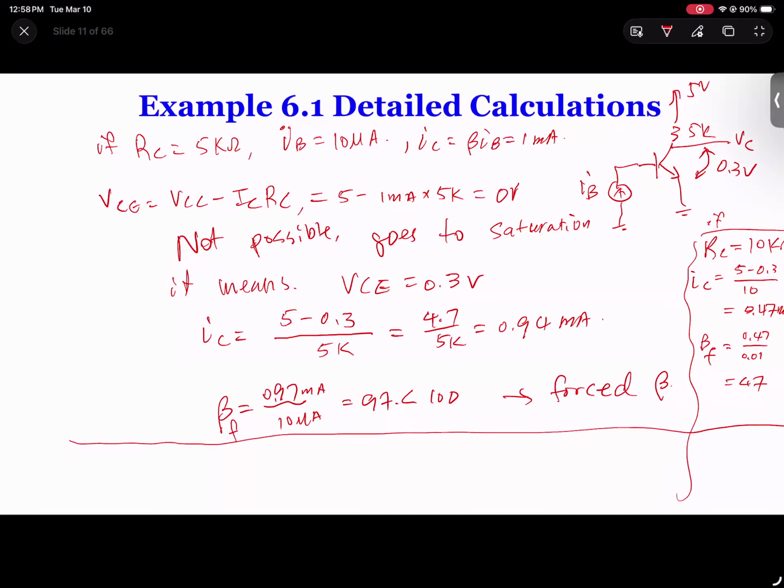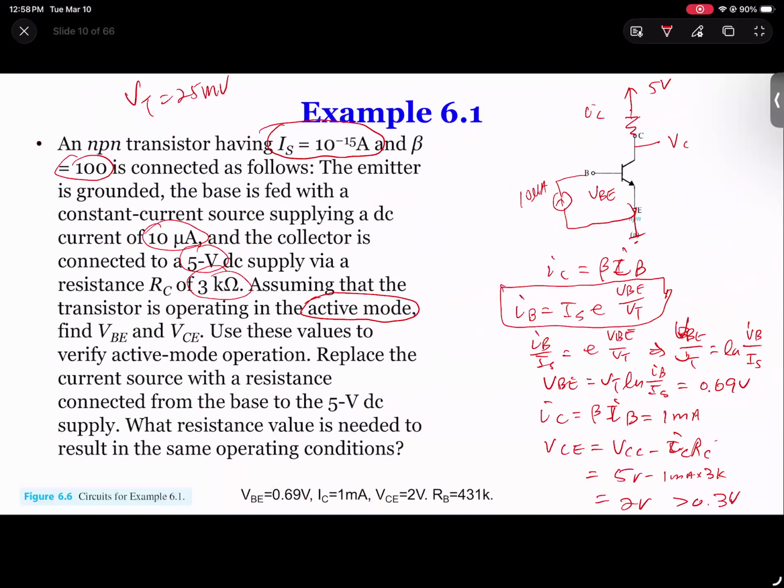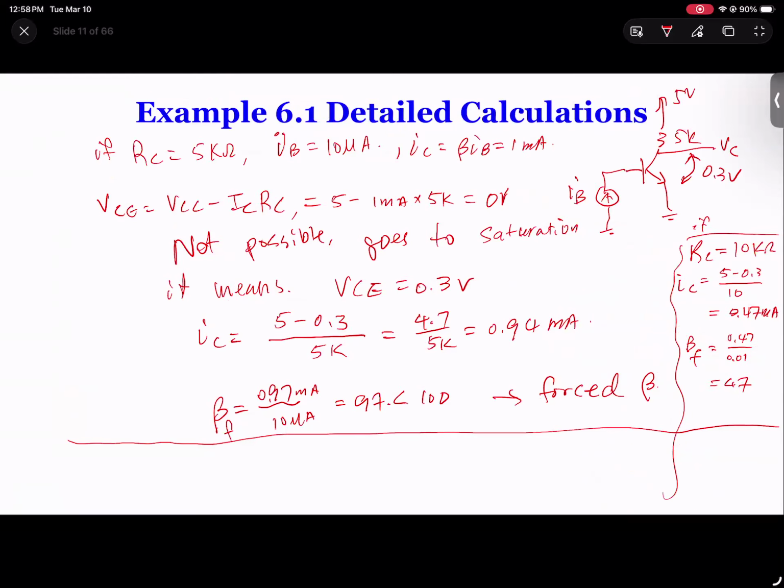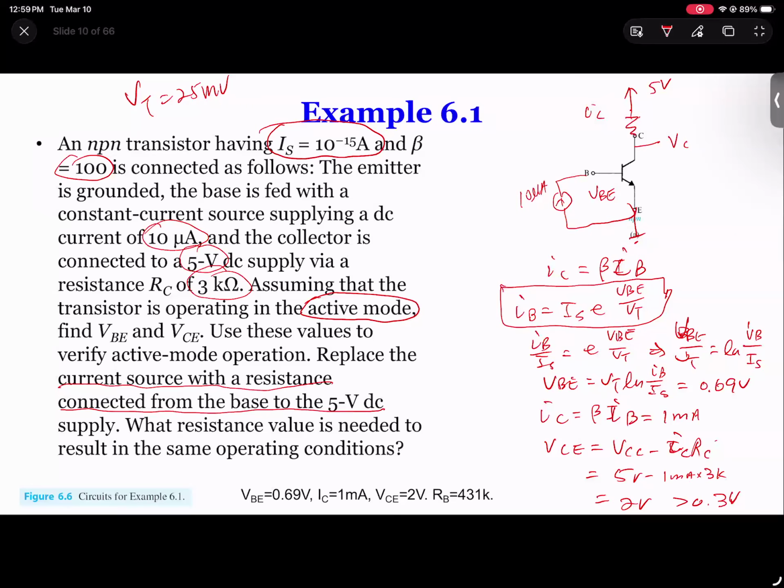Let's read it again. The second part says, replace the current source with a resistance connected from the base to the 5-volt supply. So I'm going to draw it here, sorry, I ran out of space. So this circuit says, this is going to be also 3K, 5 volts, and this is ground. So instead of connecting a current source, it's going to connect to 5 volts and how many kilo ohms?